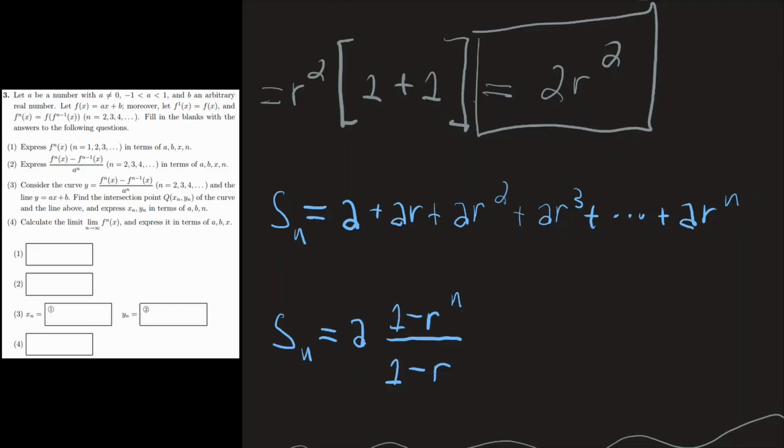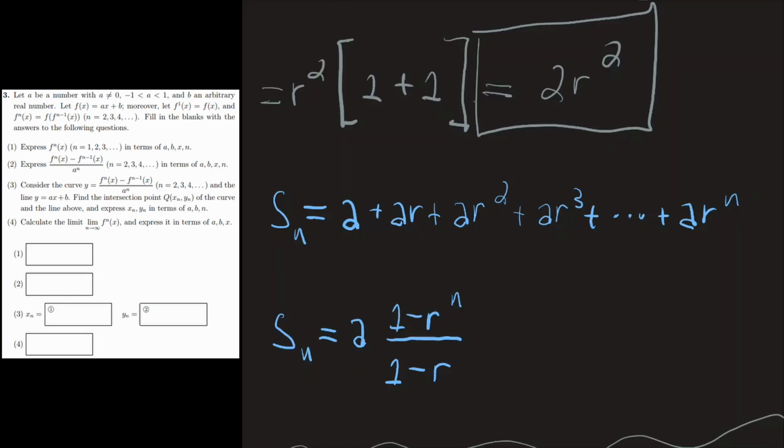Express fn of x, n is equal to 1, 2, 3, so on, in terms of a, b, x, and n. So for this question, you need to know what the sum of a geometric series is. So if you have a sum that looks like this, a plus ar squared plus ar cubed, so on until ar to the power of n, then the sum of that is equal to a times 1 minus r to the power of n divided by 1 minus r. So if you know that, then you can try to answer this question.